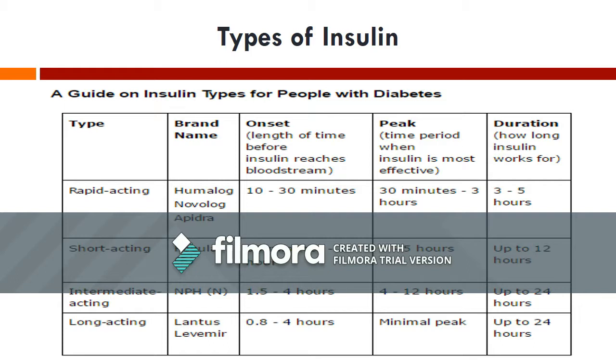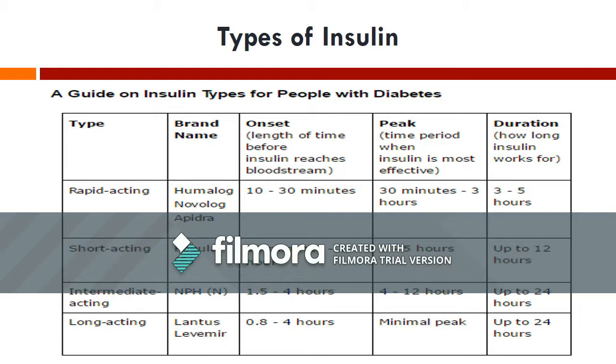Types of insulin: a guide of insulin types for people with diabetes. This table shows the 4 types of insulin. The first one is the rapid acting. We can see it in the pharmacy as Humalog, Novolog, or Apidra. The length of time before insulin reaches the bloodstream is 10 to 30 minutes.